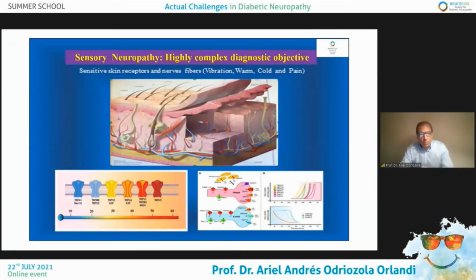At this point, we can see that sensory neuropathy is a highly complex diagnostic objective. You can see the different small nerve fibers or large nerve fibers in the receptor, through to the dorsal horn in the central nervous system. This is a highly complex diagnostic objective.